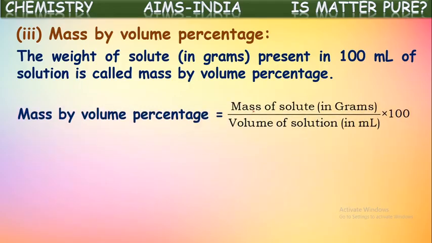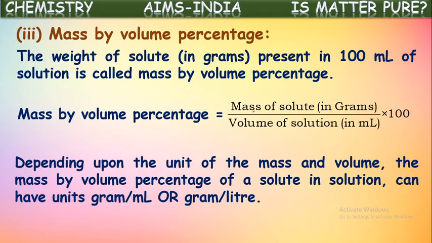The formula to calculate mass by volume percentage is mass of the solute in grams by volume of solution in ml into 100. Depending upon the unit of the mass and volume, the mass by volume percentage of a solute in solution can have units grams per ml or grams per liter. Yes, the units may vary when the units of the solution or quantity of the mass vary.